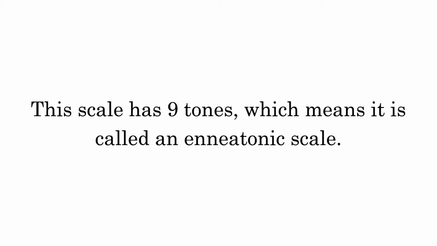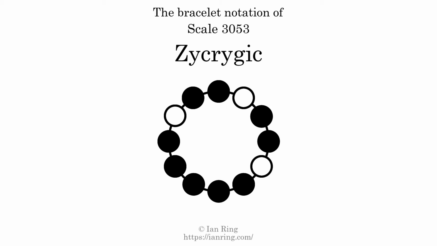This scale has 9 tones, which means it is called an enneatonic scale. This is a bracelet notation diagram of scale 3053. The shaded circles represent tones that appear in the scale, and they are read clockwise, starting at the top.